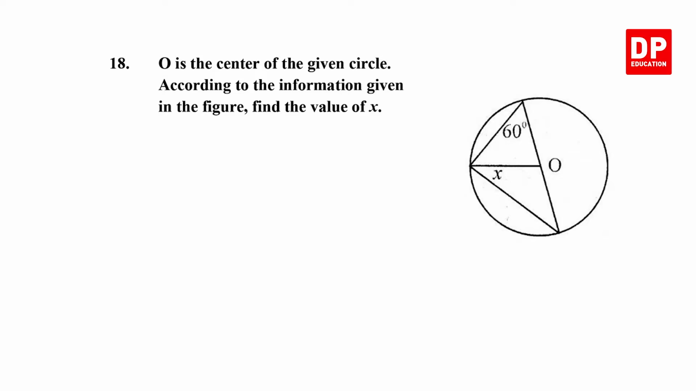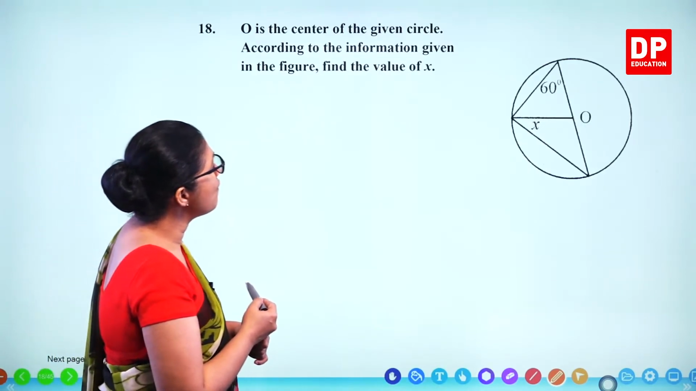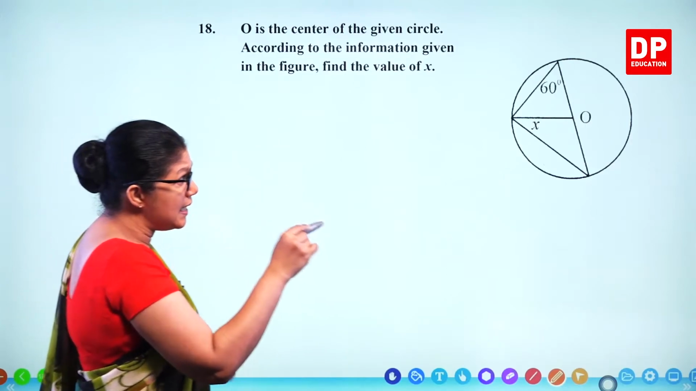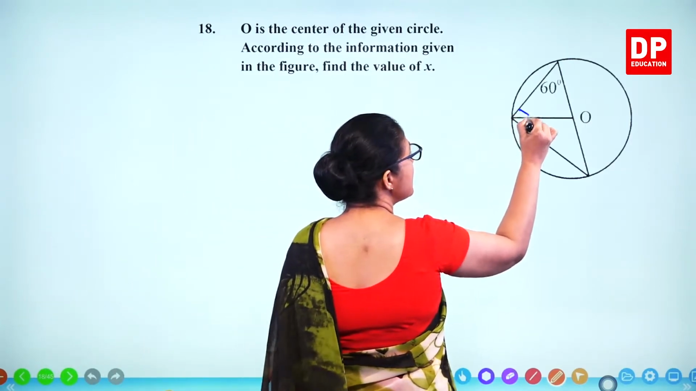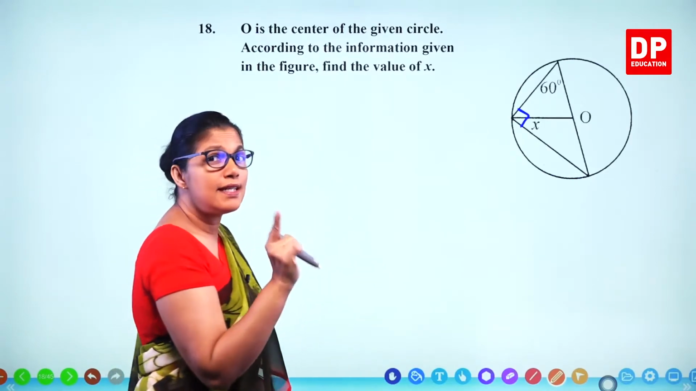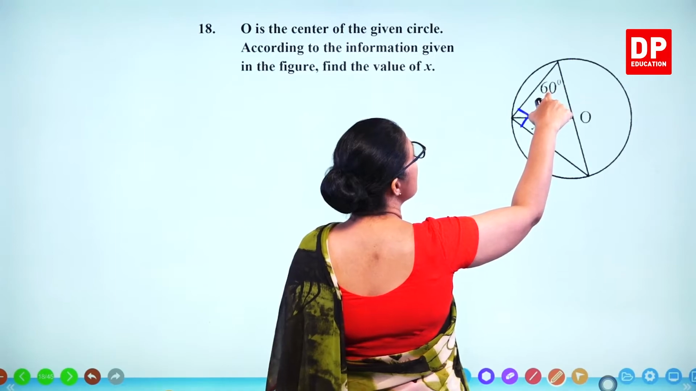Question number 18. O is the center of the given circle. According to the information given in the figure, find the value of x. If O is the center, that's the diameter. So we know this angle is 90 degrees. Angles in a semicircle is 90 degrees. This is 90.